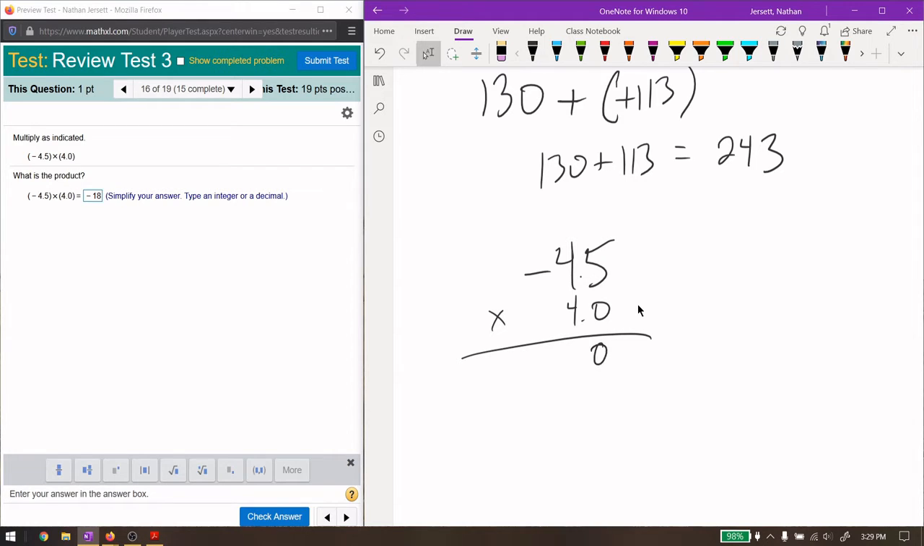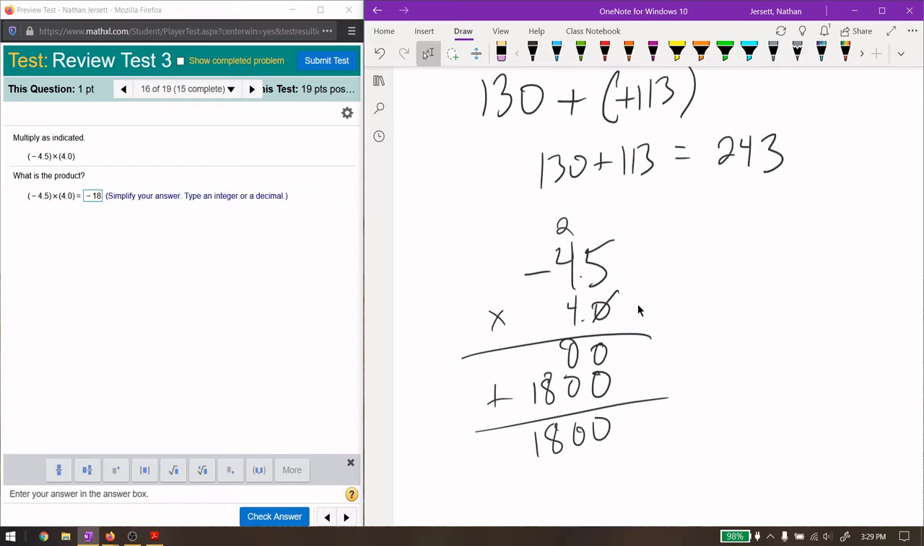0 times 5 is 0. 0 times 4 is 0. Cross that off and add 0. 4 times 5 is 20. 4 times 4 is 16 plus 2 is 18. And now we add going down. Of course, there's nothing there to add, so we get 1800.